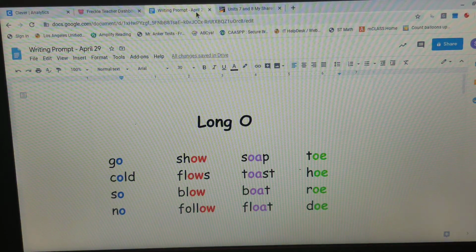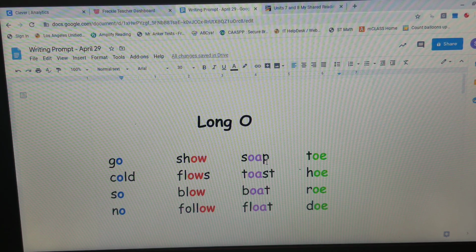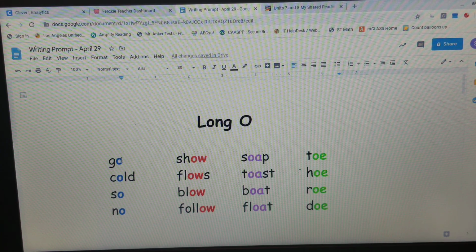Let's look first at our spelling words. Remember, boys and girls, we were working on long O, and long O has the O spelling, the OW, the OA, as well as the OE. So I've listed them in order and in groups according to the spelling. Let's go down. Remember, we call going down not a row, but a column. So we're going to go down the columns this time.